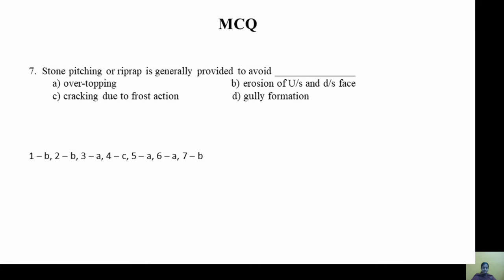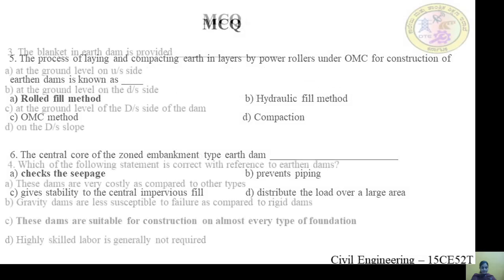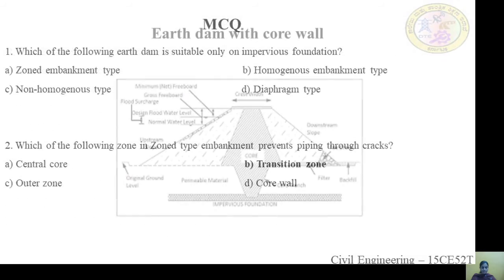The last question is, stone pitching or riprap is generally provided to avoid overtopping, erosion of upstream and downstream faces, cracking due to frost action, or gully formation. The answer is erosion of upstream and downstream faces. So before concluding, we shall just have a recap of this session.